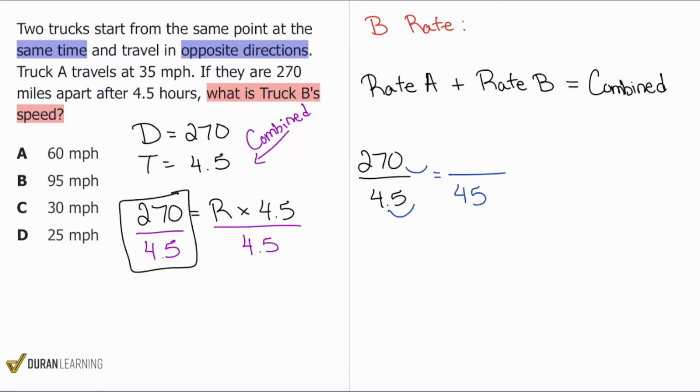270 divided by 4.5 is the same as 2,700 divided by 45. It's the same exact thing. And so when we think about it this way, it becomes slightly easier. We'll divide 45 into 2,700. I'm going to ask myself, well, 45 doesn't go into 2, doesn't go into 27. How many times might 45 go into 270?